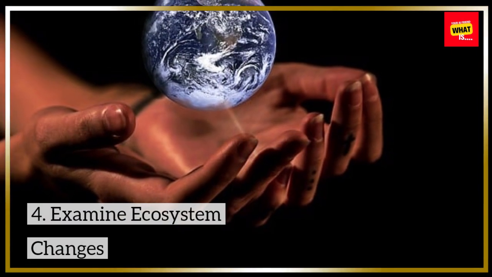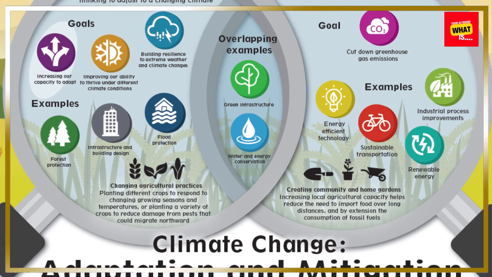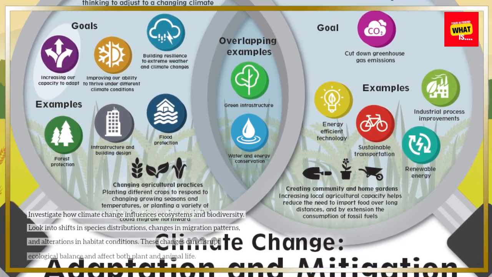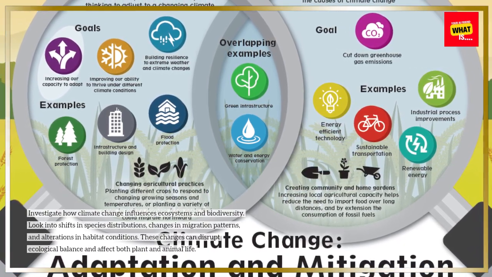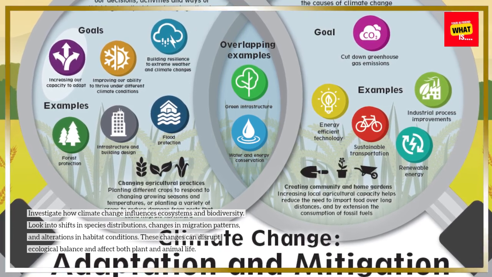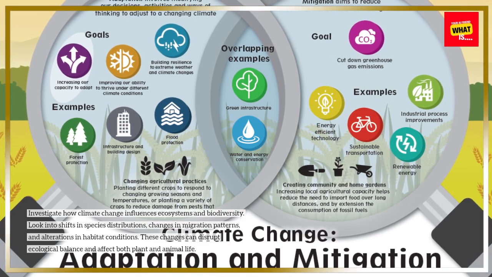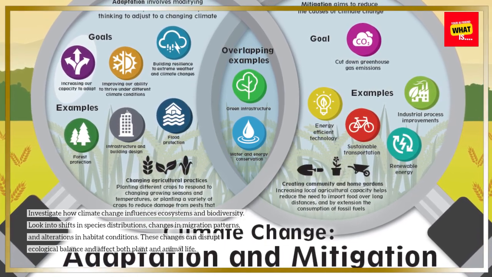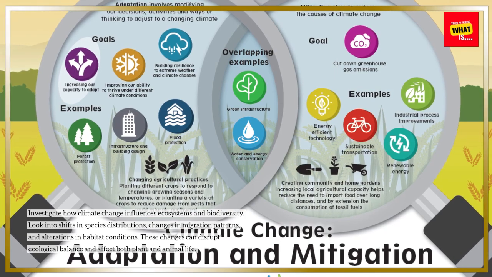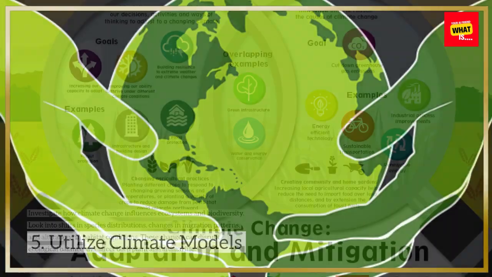4. Examine ecosystem changes. Investigate how climate change influences ecosystems and biodiversity. Look into shifts in species distributions, changes in migration patterns, and alterations in habitat conditions. These changes can disrupt ecological balance and affect both plant and animal life.